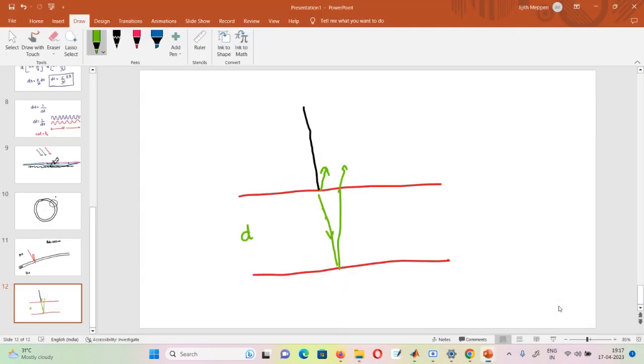Then you can tell how much distance this second ray traveled compared with your first ray. Twice the distance of your D. So it actually traveled 2D extra with respect to your first beam. Okay. Then what will be the path length of your light?